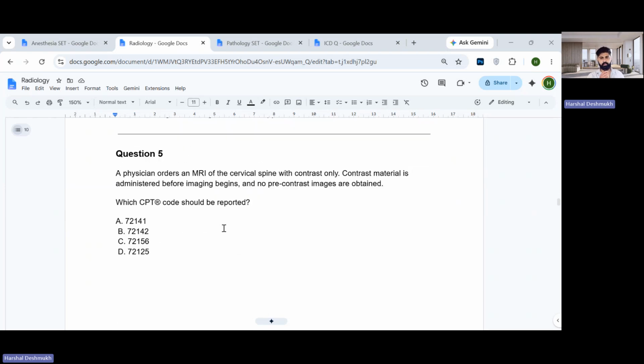A physician orders an MRI of the cervical spine with contrast only. Contrast material is administered before the imaging begins, and no pre-contrast images are obtained.